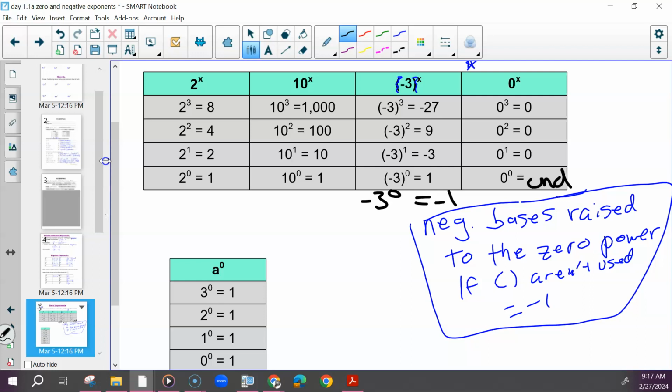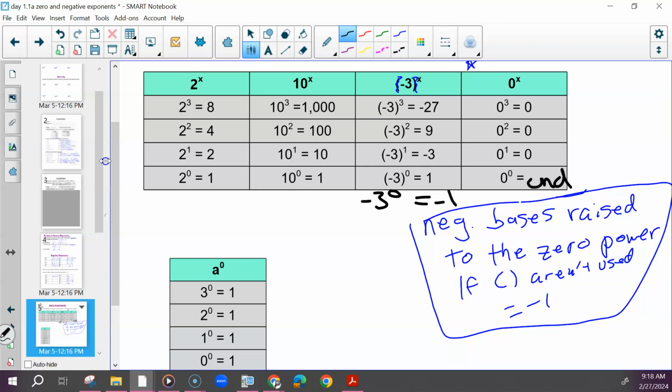So I want you to write this down. Negative bases raised to the 0 power if parentheses aren't used equal negative 1. So those are your two special cases. If you have a negative base without parentheses, it's negative 1. 0 to the 0 is undefined. Everything else is 1. So if I say, what's 15 to the 0 power? 1. Just 1. If I say 300 to the 0 power, 1. If I say negative a million in parentheses to the 0 power, positive 1. But if I said without, it would be negative.